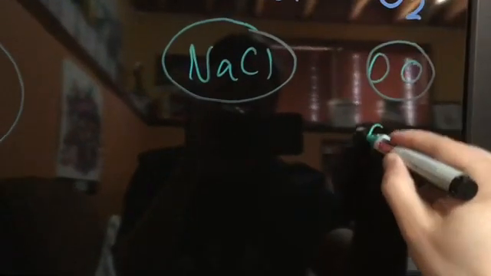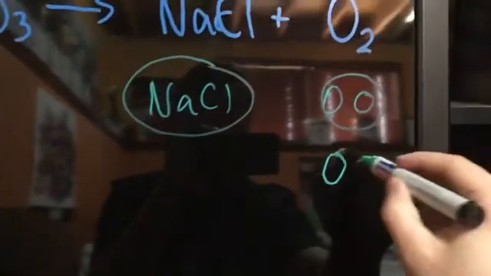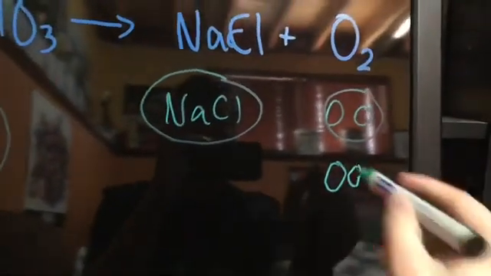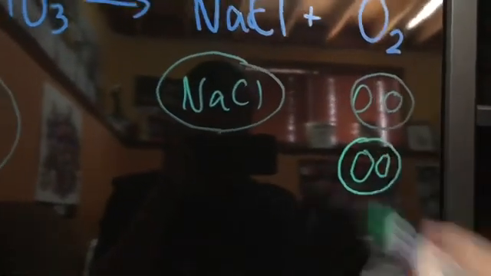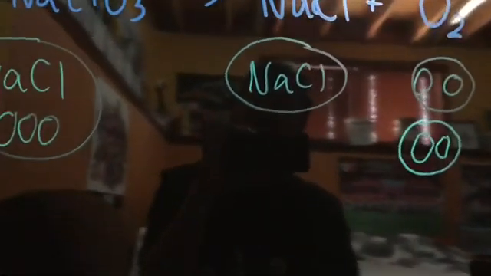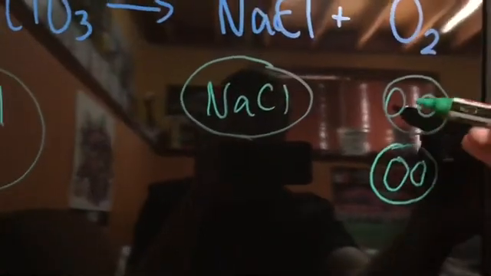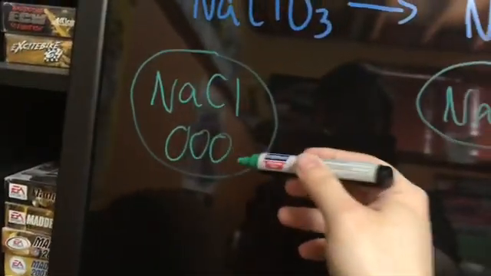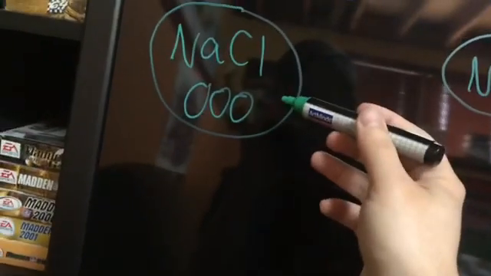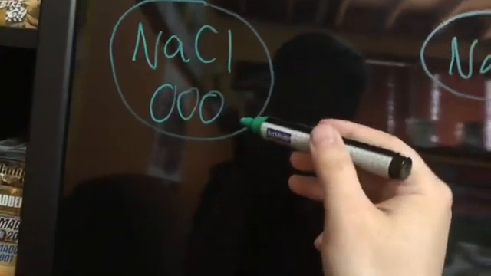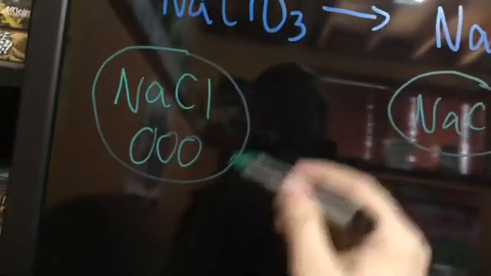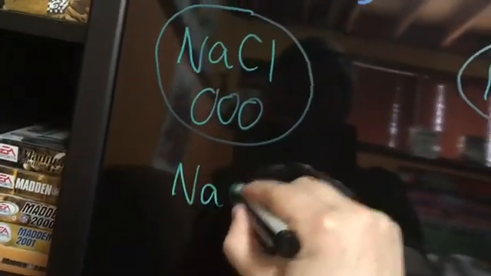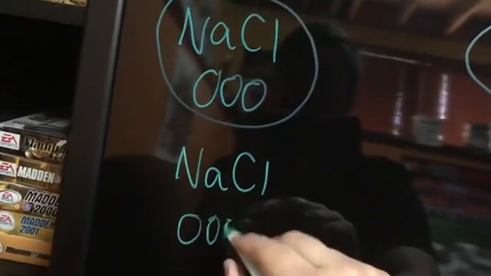But we can't just add 1 oxygen, we have to add 1 whole molecule of oxygen, which has 2 O's in it. Now we have 1, 2, 3, 4 O's, and on this side we have 3. So now we have less on the left side. So we need to add more on this side. But again, we can't just add 1 oxygen. We have to add 1 whole molecule. So we have to add a whole NaClO3.